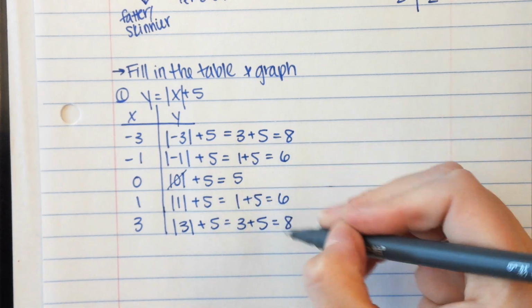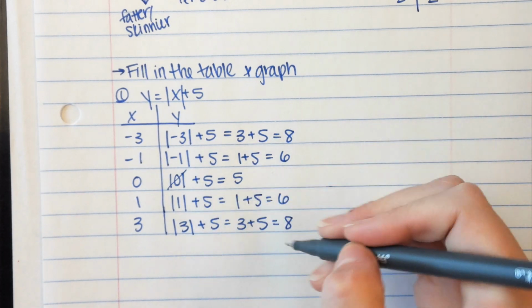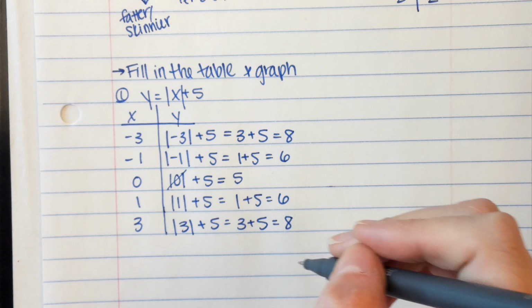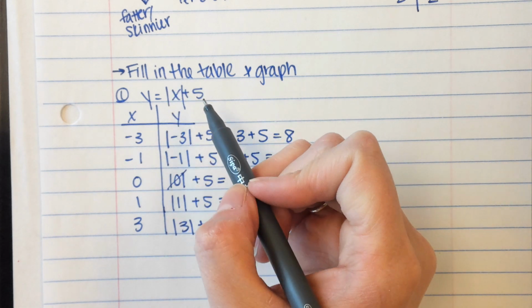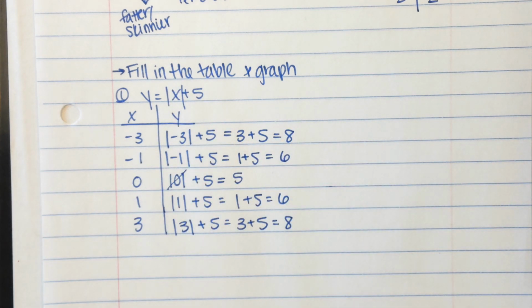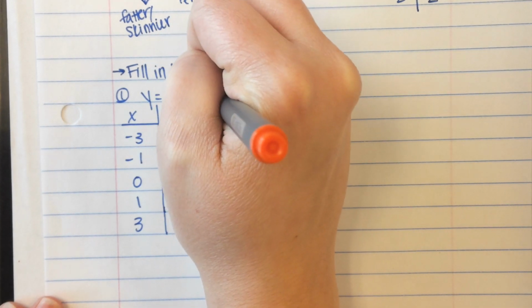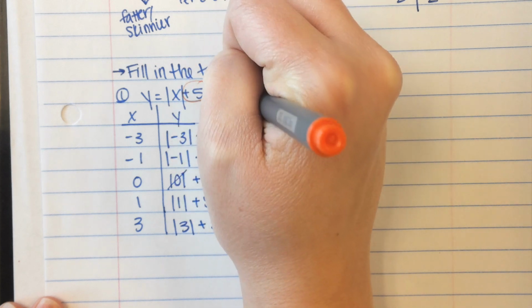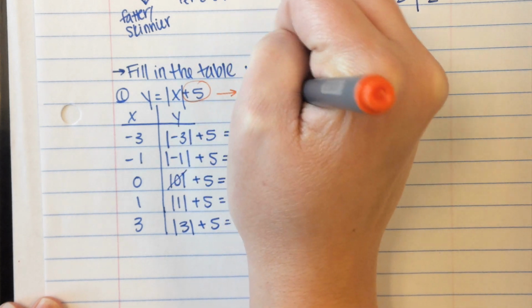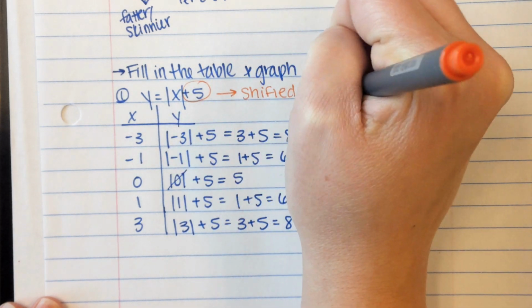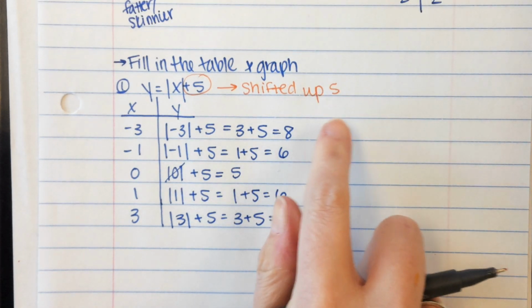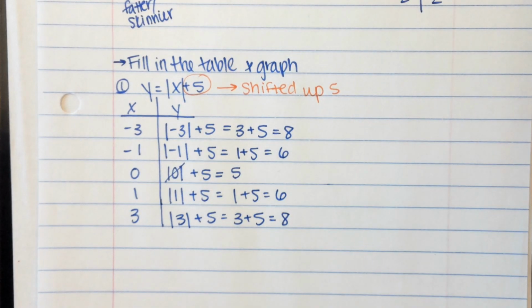And if you notice, it's like a mirror. That should always happen. And what you'll notice when we graph it, if we think about our shifting, this number is being added on the outside. So that tells us that our graph should be shifted up 5. So you're not going right or left any, you're just going up 5. And when we look at the graph, that is what we should see.